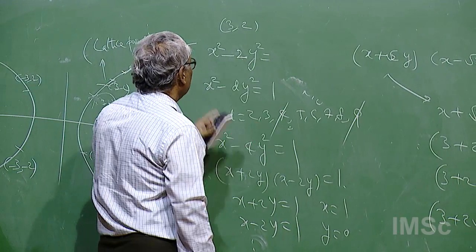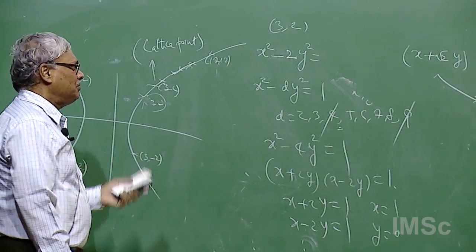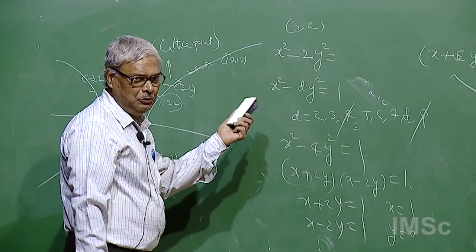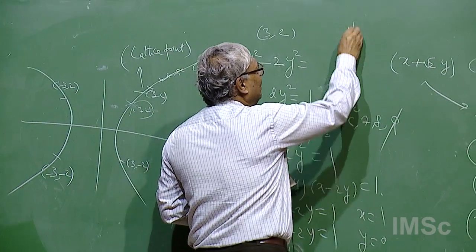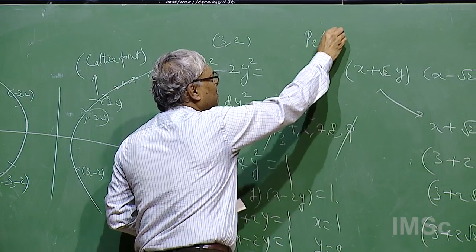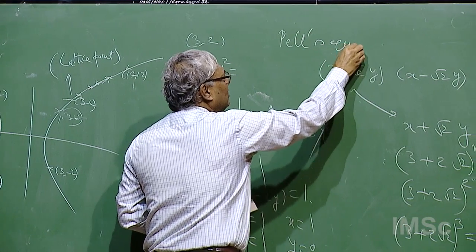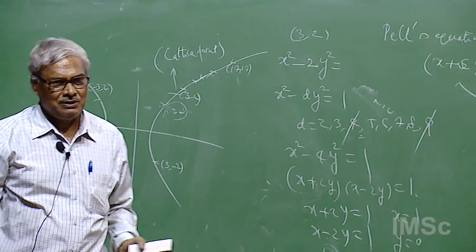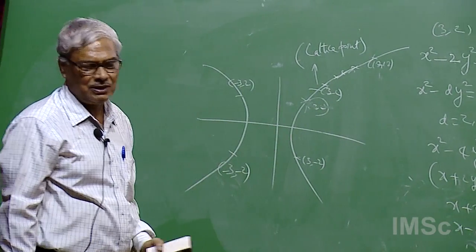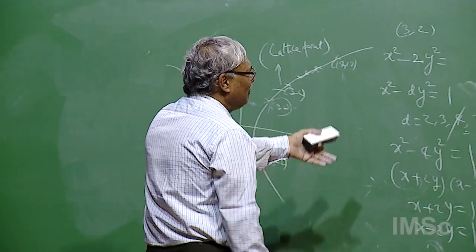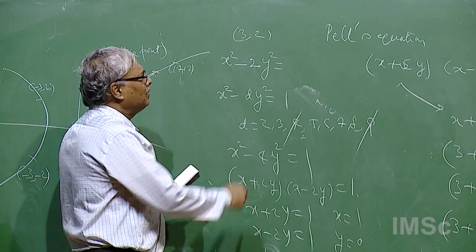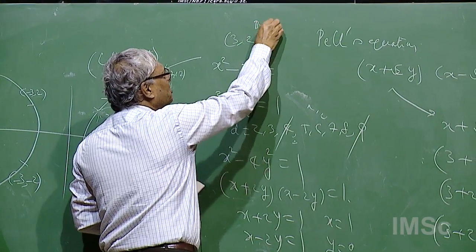Well, this was done during the 12th century, but later it was also considered by European mathematicians, and until recently it was called Pell's equation. Although by mistake, Pell was not responsible for solving these equations, it was called Pell's equation. But when the Europeans came to know that this was also solved earlier by Brahmagupta, they have started calling it the Brahmagupta-Pell equation.